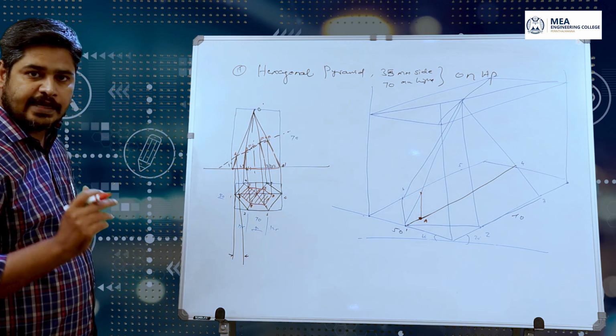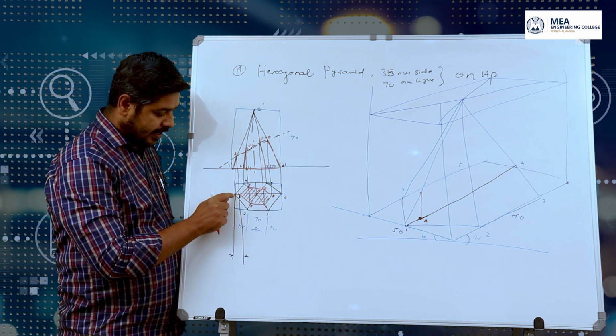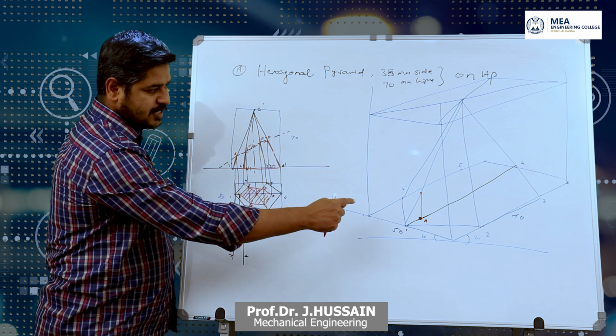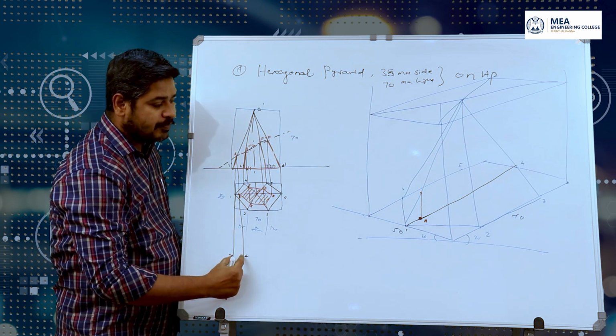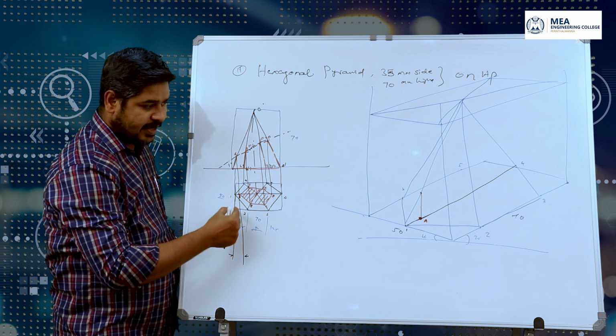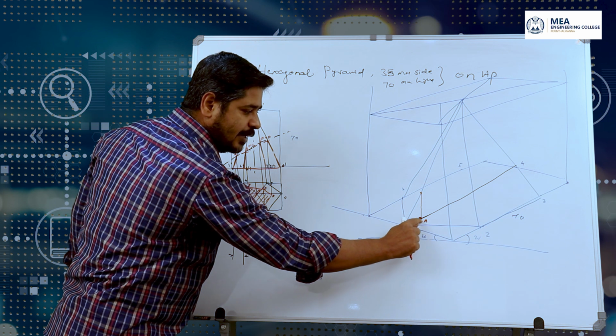Is it clear? Once again I will repeat. First find the point A. The point A is available on line 1 4. So first construct the line 1 4. In the same line, measure the distance of 1A. Measure the distance of 1A in the top view. Fix it here. This is 1A. After finding it out, you can name it as A.